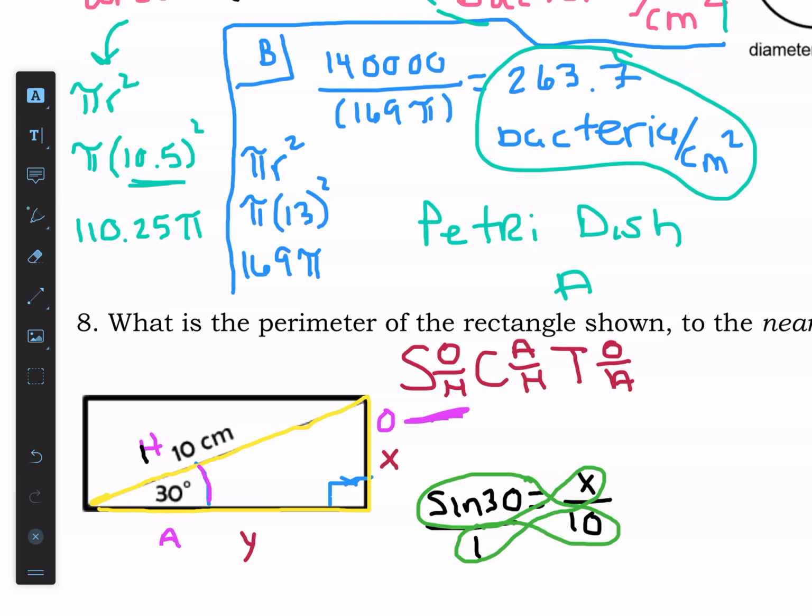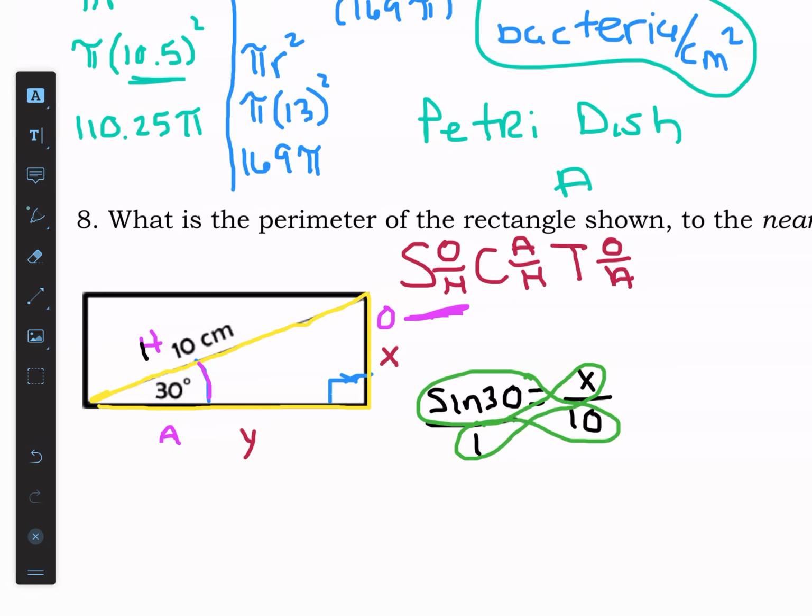Okay, and when we do that, we get 1X equals 10 sine 30, which when you type into your calculator, you should get 5. Okay, so X is equal to 5. So that means now that we know that over here, this side is 5, which then also tells me that this side is 5.